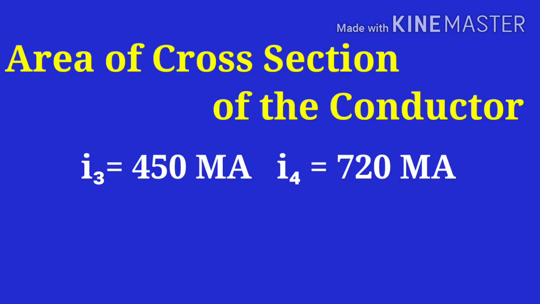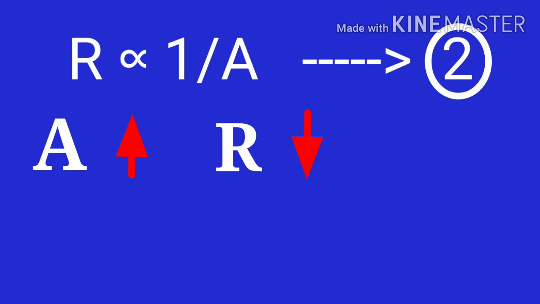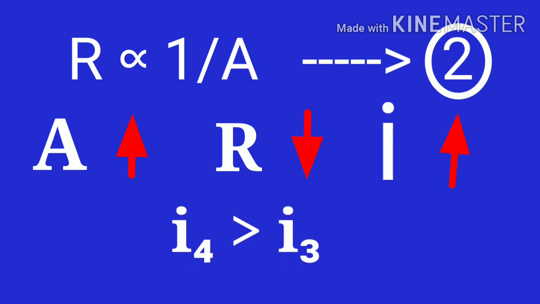Next, let us discuss I3 and I4. The multimeter reading is increased when a thicker wire of the same material and the same length is used in the circuit. Resistance of a uniform metallic conductor is inversely proportional to its area of cross section. Hence, we can write it as R is proportional to 1 by A. When the area of cross section increases, resistance decreases, which in turn increases the current. So, I4 is greater than I3.